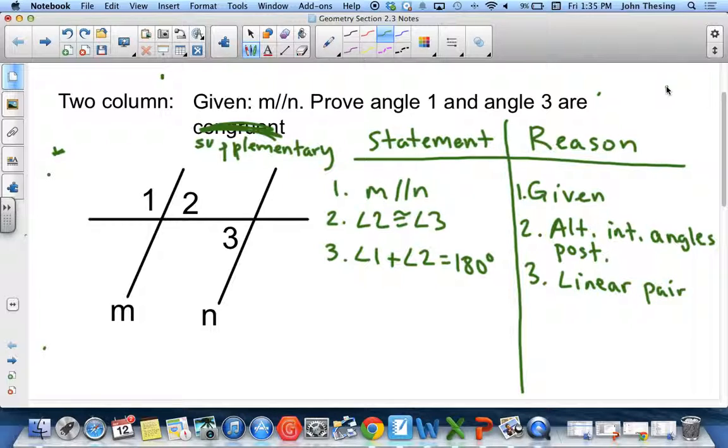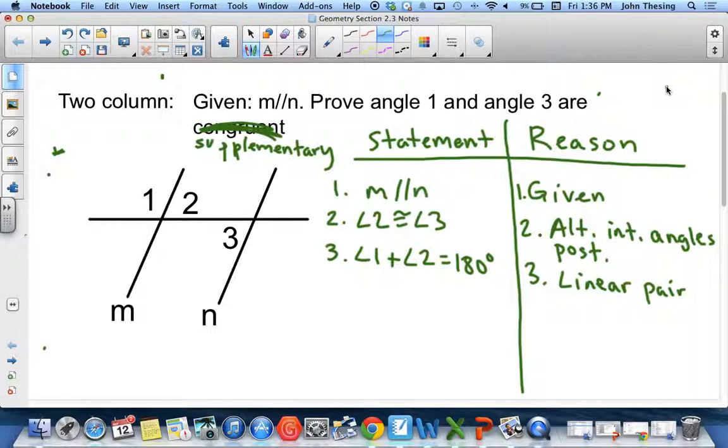All that means is that they create a line, and if you ever forget what a linear pair is, it is like a linear function. Linear, yes, so it's a line.